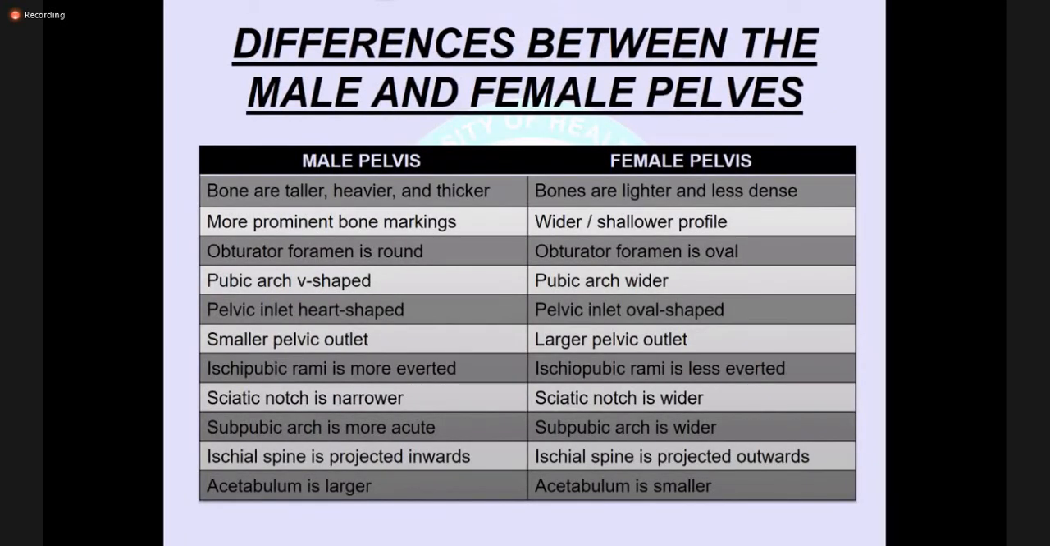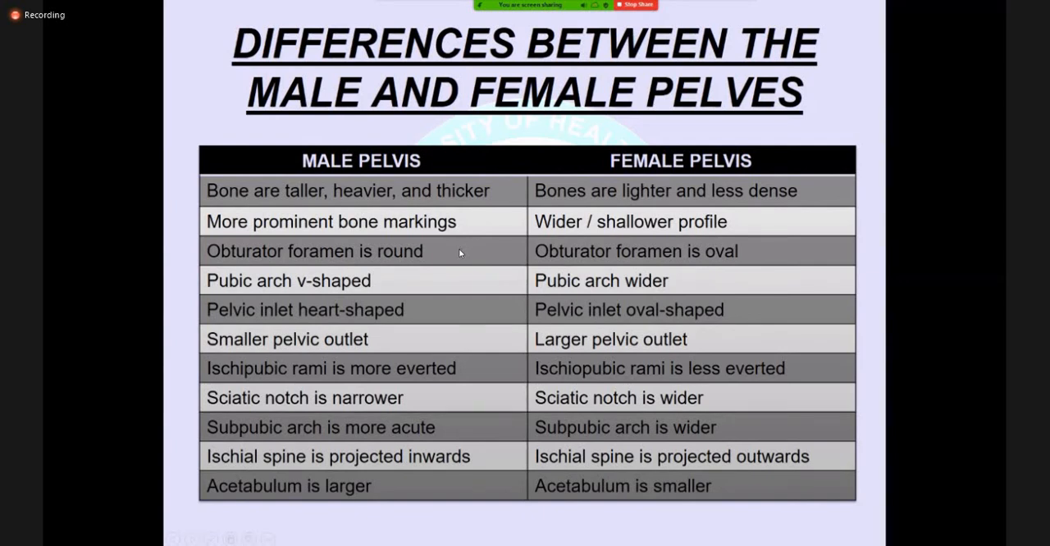The differences between the male and the female pelvises would be that the male pelvis would be bulkier, bones would be longer, larger, thicker, more stout, whereas in the female pelvis, the bones would be lighter and less dense. The bony markings or muscle attachments would be much stronger and prominent in the male pelvis. It would be much wider and shallower in the female.